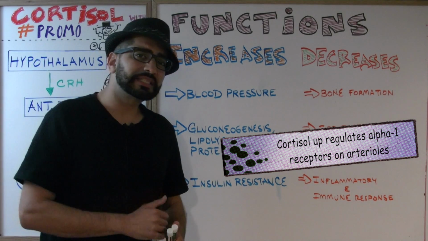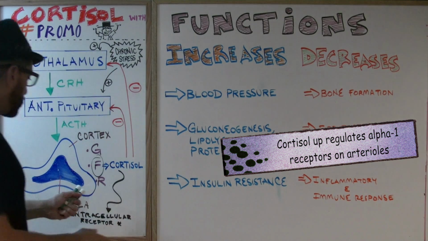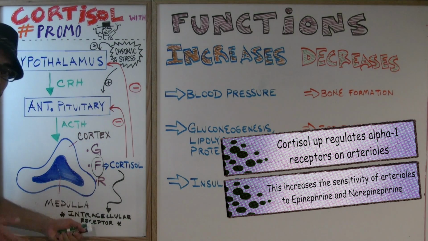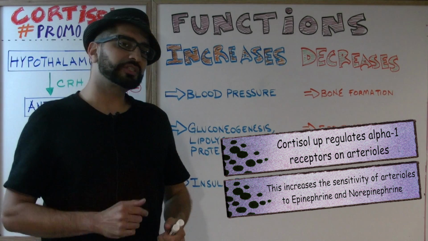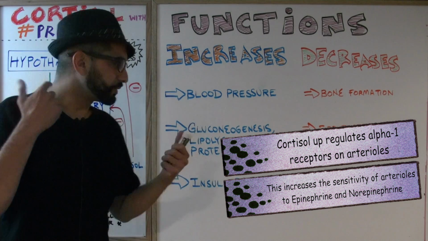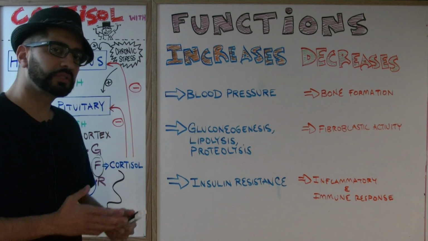It upregulates the alpha-1 receptors on arterioles. So when the medulla releases epinephrine and norepinephrine, guess what? The arterioles are going to be extra sensitive. So of course, blood pressure is going to increase. Good. It's going to increase gluconeogenesis, so more glucose in the blood.